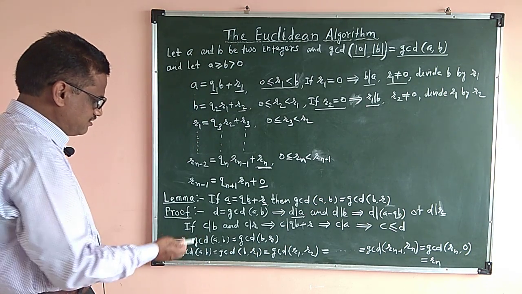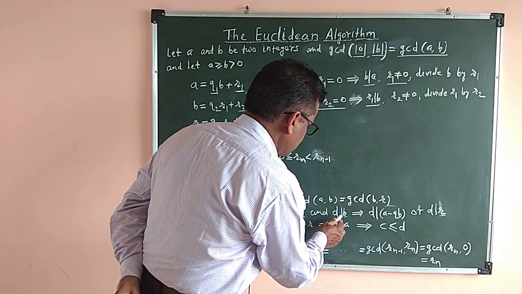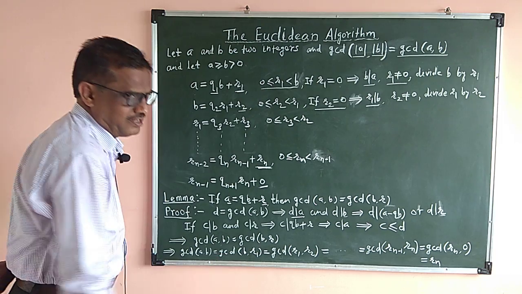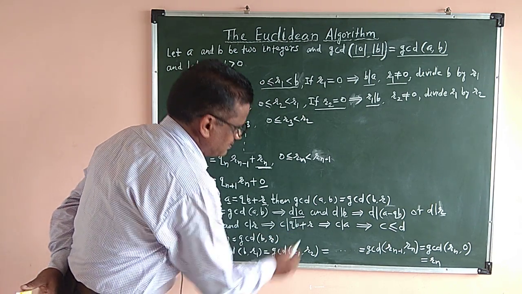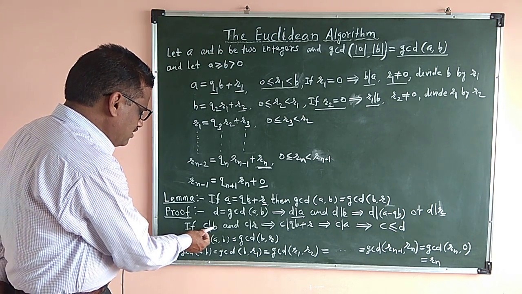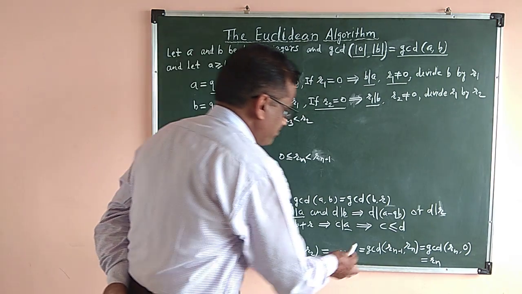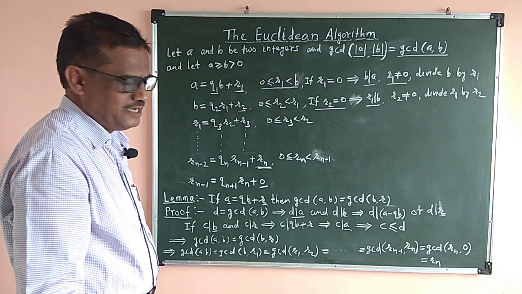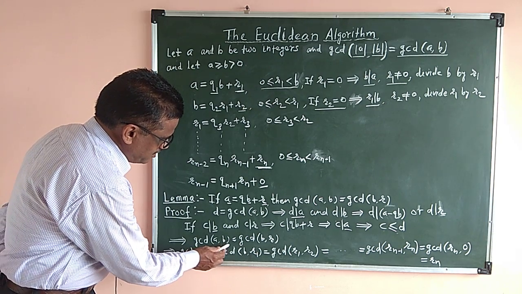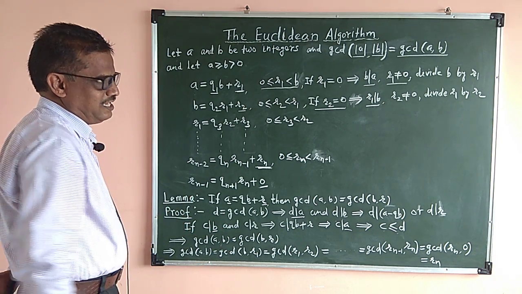Suppose there is another divisor C of B and R. Then C divides QB plus R, so this implies C divides A. That means C is a common divisor of A and B. But D is the greatest common divisor of A and B, so C is less than or equal to D. Therefore, GCD of A, B is equal to GCD of B, R. So this completes the proof of the lemma.